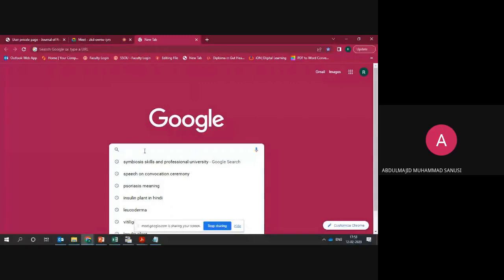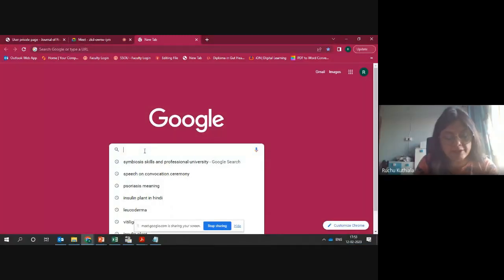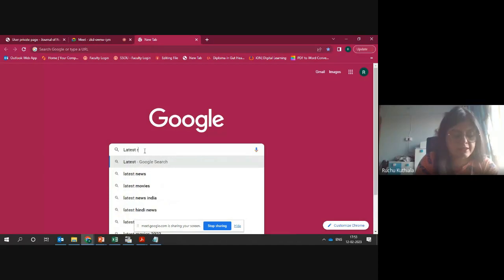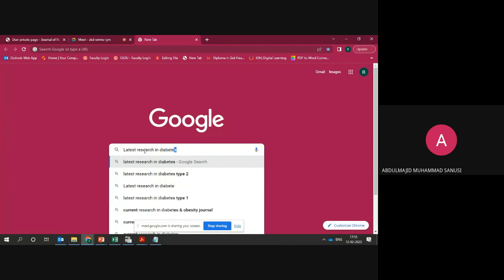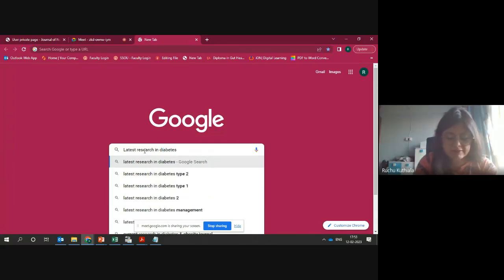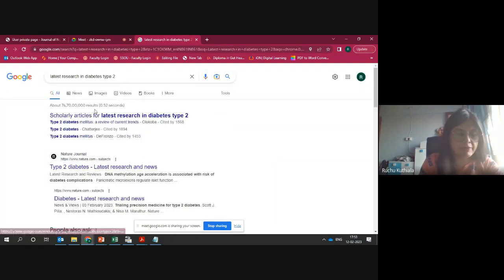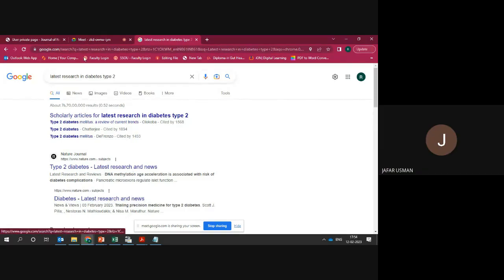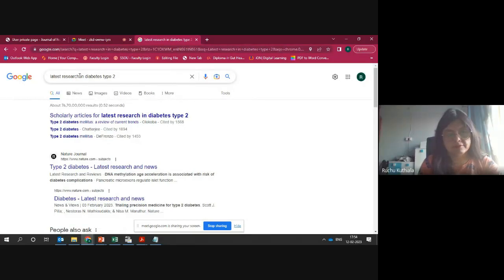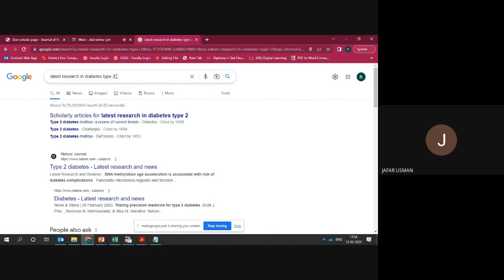So here in Google, suppose I am wanting to do something in diabetes. I can type in Google, latest research in diabetes. But which diabetes? Type 2, for example. Can you see? You would be able to see so many research papers on diabetes, latest research and news. There are different medications which are studied. Now I would become more particular. Here I will write related to nutrition.